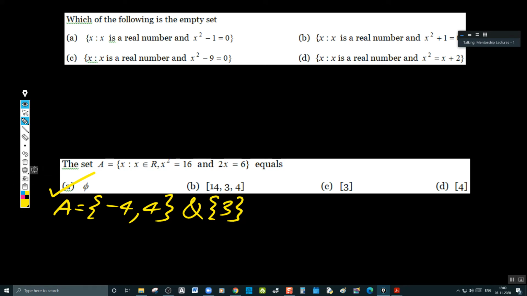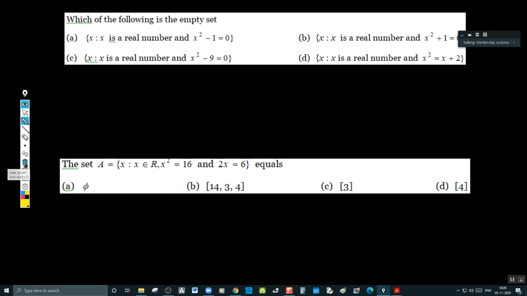I hope you understand. Anyone, if you have any doubt, ask me please. This is an easy topic. Sets is an easy topic. So we have to satisfy both the given conditions, and if they're different, we have to take the common part. And means we have to take both.